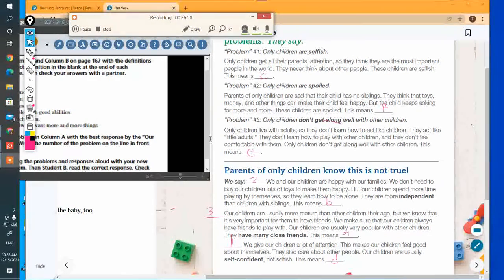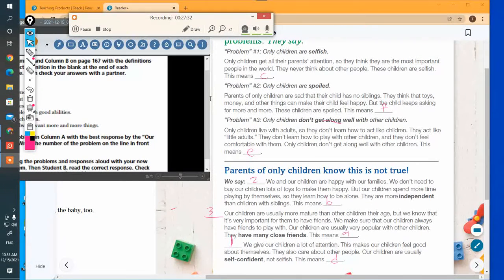And when people say that only children are spoiled, this is what we say when children have too many toys, for example, or they receive too much attention. They think that toys, money, and other things can make their child feel happy. Okay. The child keeps asking for more and more. That describes a spoiled child. Well, when people say that only children are spoiled, the parents respond like this, that they say that they don't need to buy their children lots of toys.